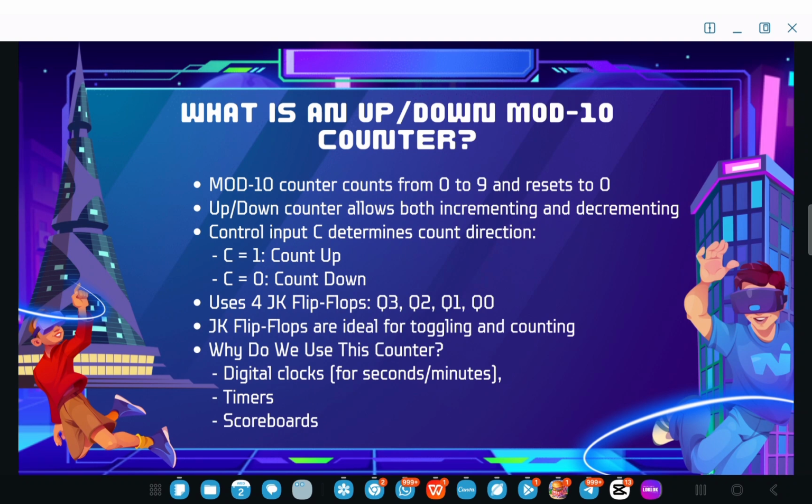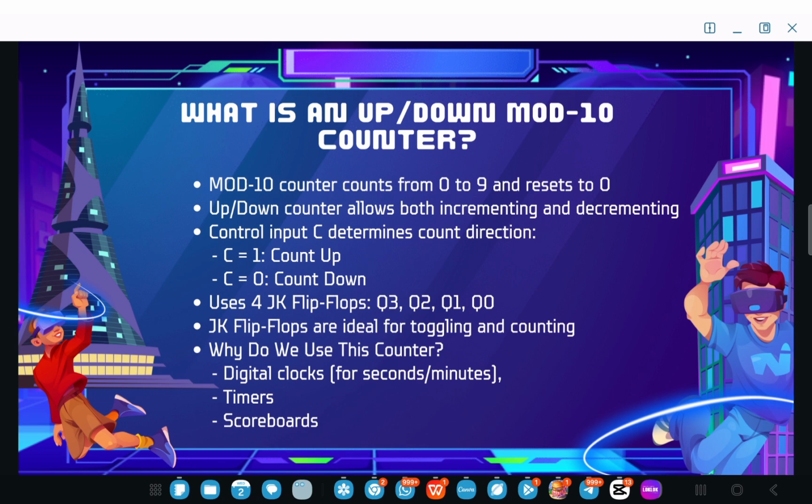What is an up and down mode 10 counter? A mode 10 counter counts from 0 to 9. Then it resets back to 0. This is called mode 10 because there are 10 stages in total.